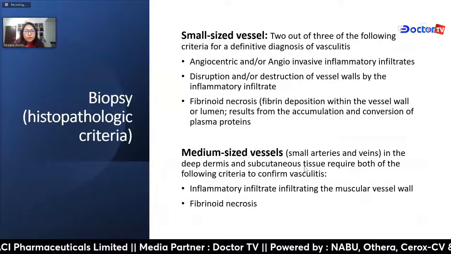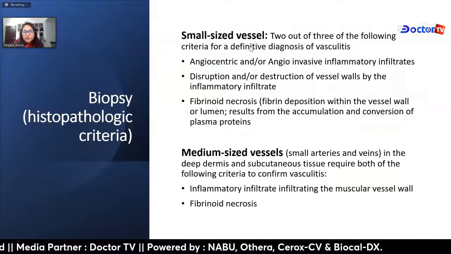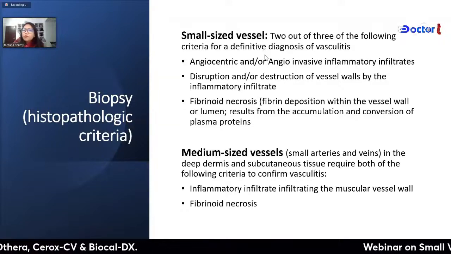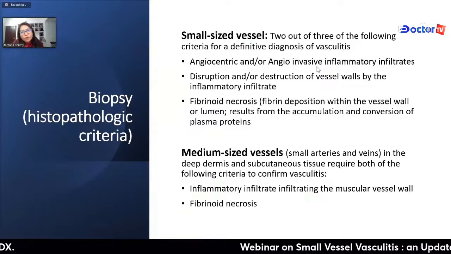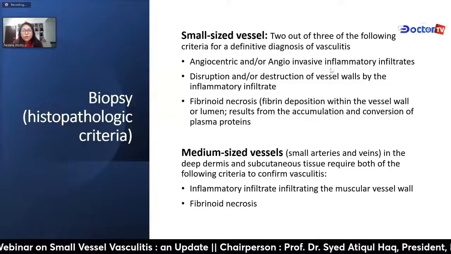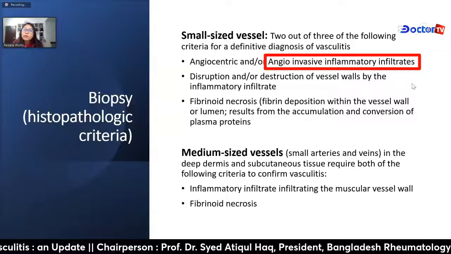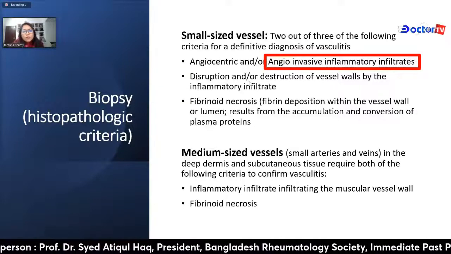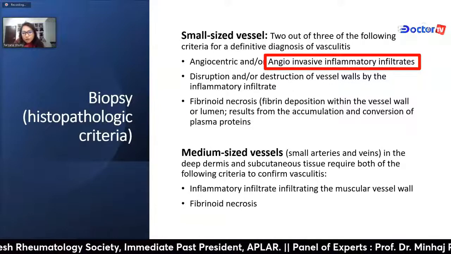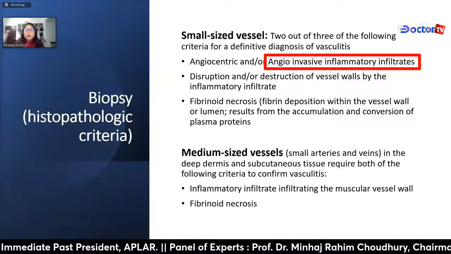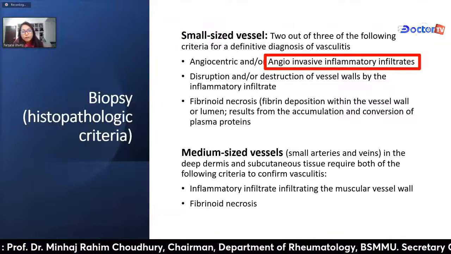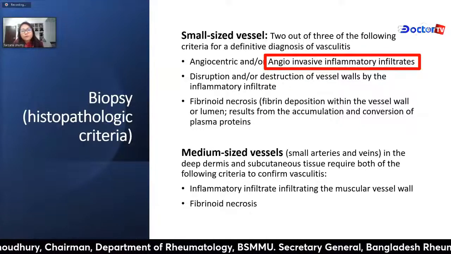So here I'm showing all of you the important histopathological criteria of small vessel vasculitis as well as medium vessel vasculitis. The important criteria is that 2 out of 3 of the following should be present, like angiocentric and angioinvasive inflammatory infiltration. Regarding angiocentric and angioinvasive, I would like to ask all of you which is more important. The more important is angioinvasive inflammatory infiltrates. And disruption and destruction of the vessel wall by the inflammatory infiltrate, because you should be careful that disruption and destruction of the vessel wall could be due to invasion by organisms like bacteria, parasites, or fungi, or by invasion of tumor cells. So be careful that disruption and destruction of the vessel wall should be by inflammatory infiltrate.